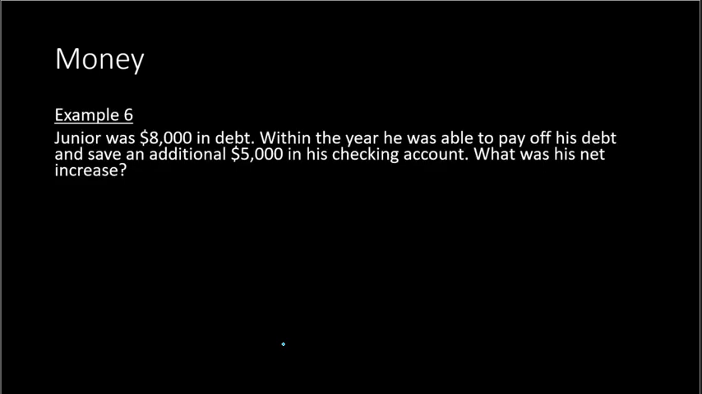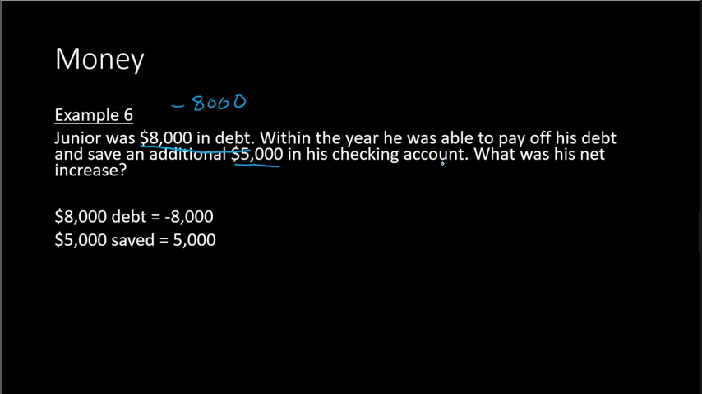Now lastly, we have an example with money. For this example, Junior was $8,000 in debt. Within the year, he was able to pay off his debt and save an additional $5,000 in his checking account. What was his net increase? So if he's $8,000 in debt, that means he owes money, which would be a negative balance. That is a negative amount of money. So that would be a negative $8,000.